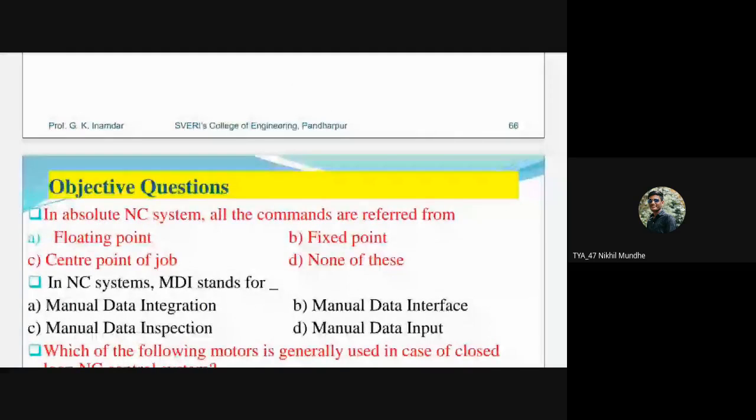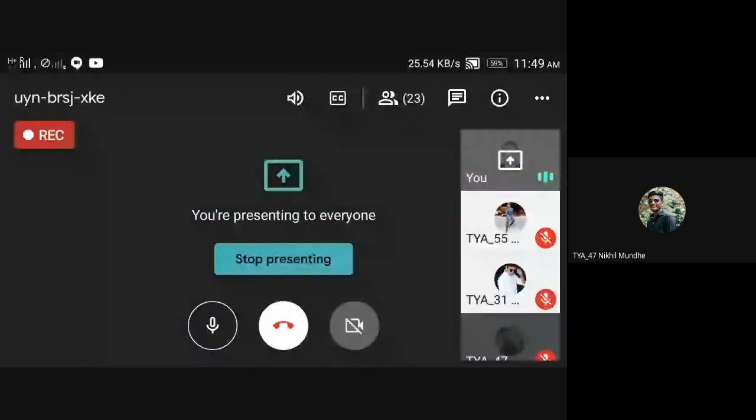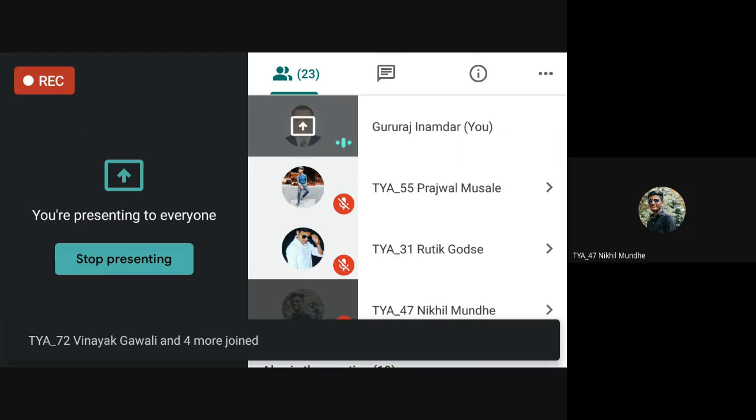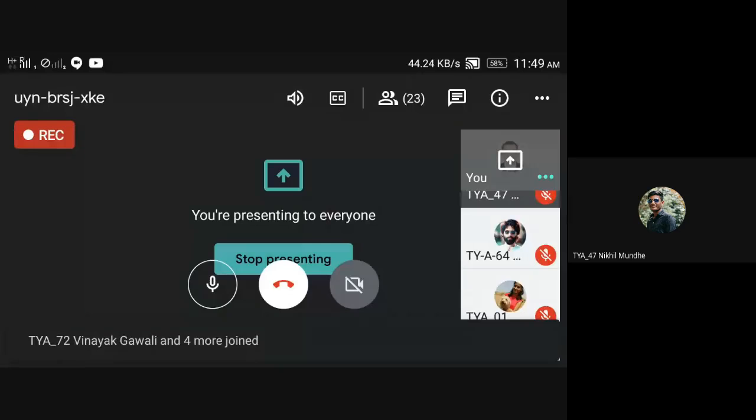Now this is also very important. Strength is very कमी झाली, very less. Attendance घ्यावं लागते.